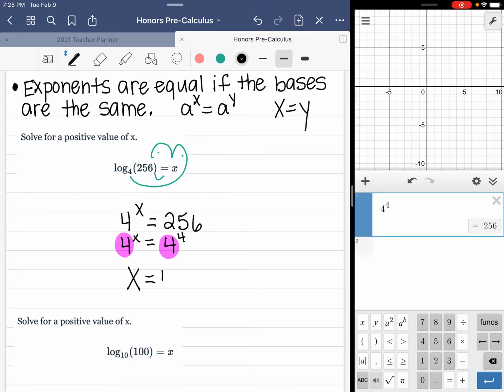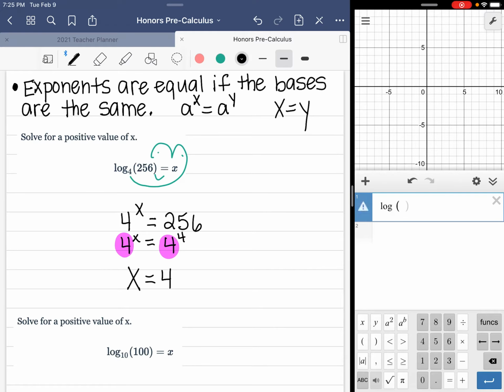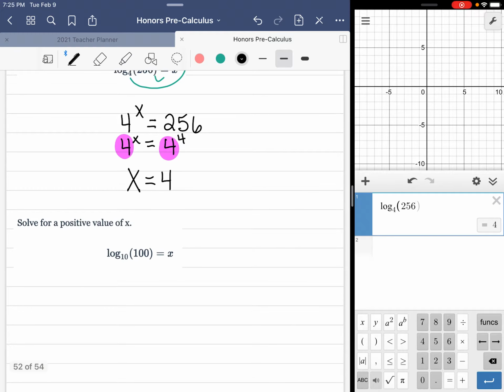So since I now have the same base, I can say that my exponents are equal. So x equals 4. And I can also determine that. I can plug it right into my calculator. So I need to make sure I have a logarithm with any base. So I'm going to type 4 in, and I can see that that does equal 4.